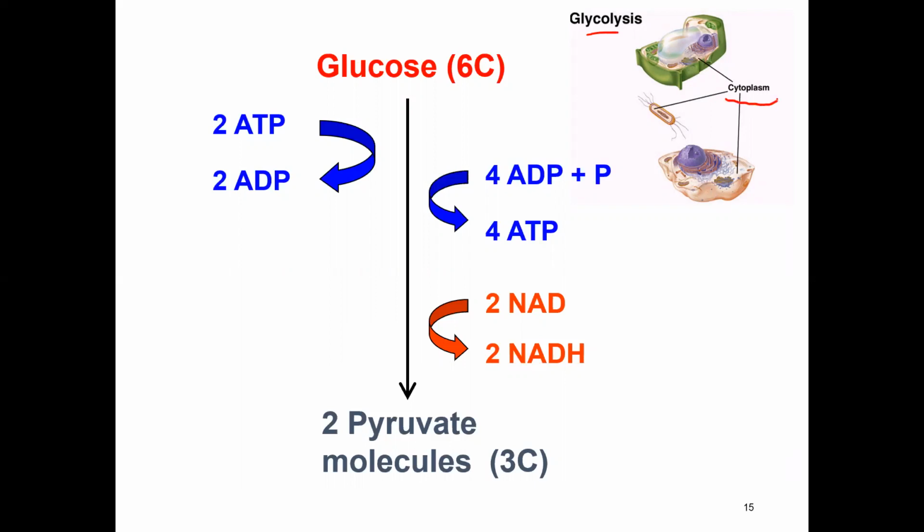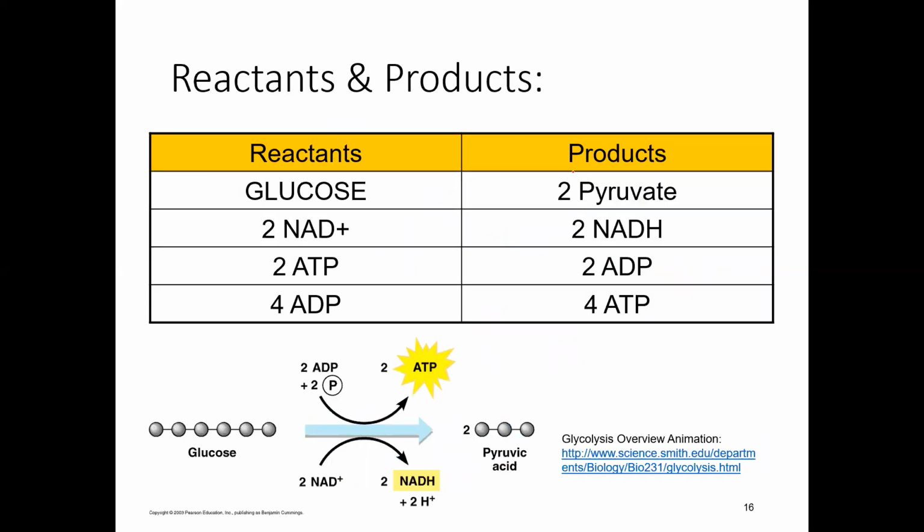Glycolysis takes place in the cytoplasm. It can take place in bacteria, plants, animals. Glucose gets converted into 2 three-carbon compounds called pyruvate. 2 ATP are used to bring the glucose in, but 4 are made. So 4 minus 2 means we have a net production of 2 ATP, and a little bit of NADH is produced. This is just another way of looking at the 2 pyruvates: 4 are made, 2 are used, a little bit of NADH. This is a nice little overview you can take a look at as well.